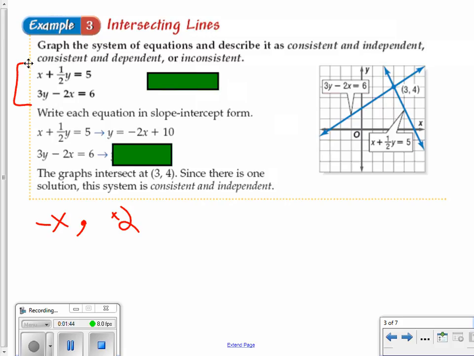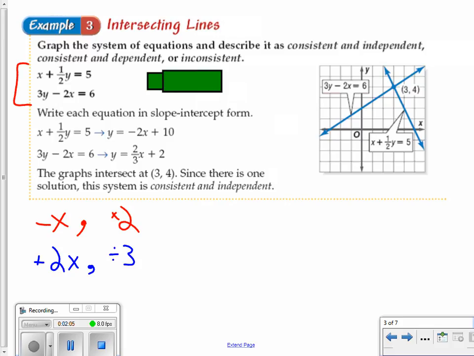For our second equation, we have 3y minus 2x equals 6. Again, the first step would be to add 2x to both sides, so we move our x term to the right. Now we still have 3y on the left, and we want y alone, so we'd have to divide everything by 3. When we divide everything by 3, it becomes y equals 2/3 x plus 2.